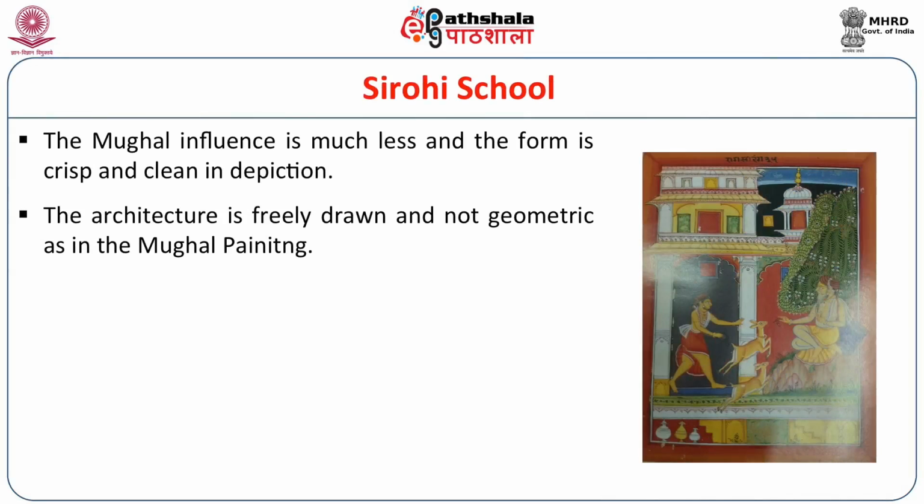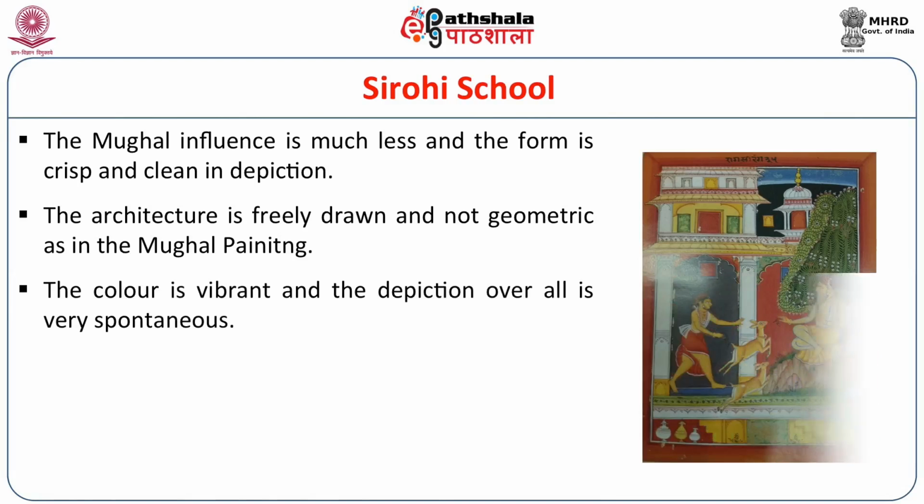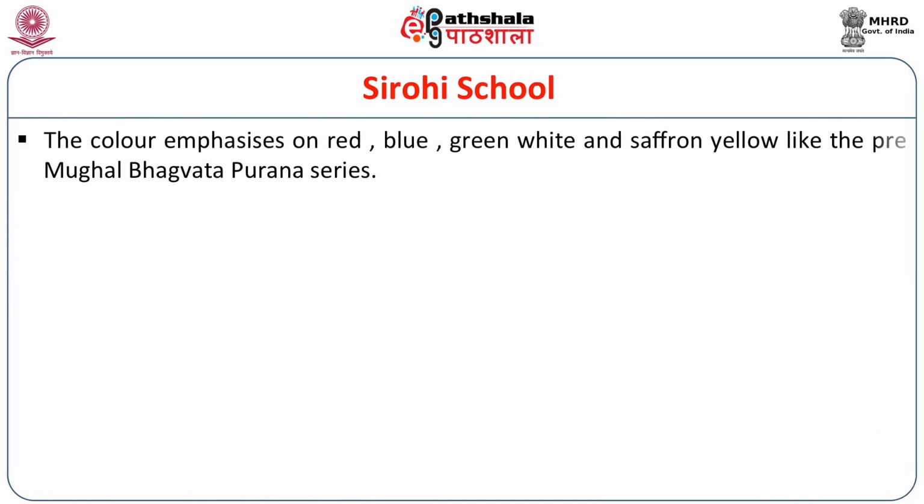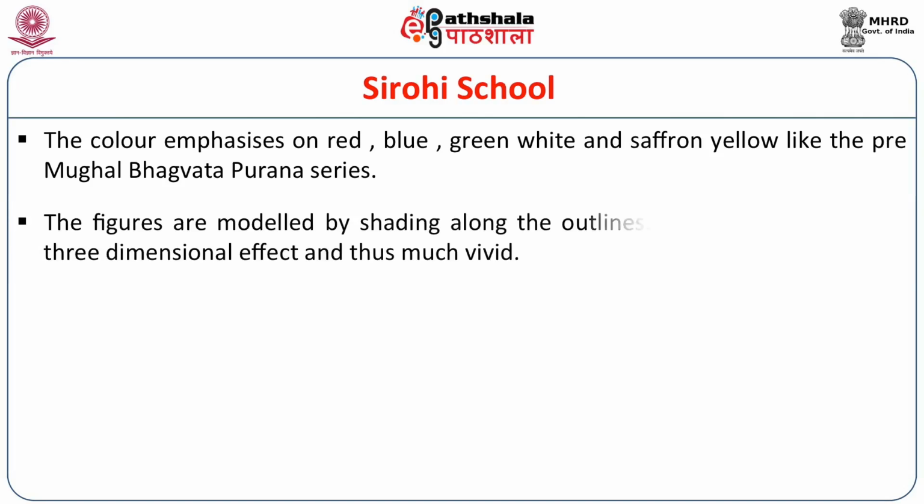The architecture is freely drawn and not geometric as we see in the Mughal painting style. The color is vibrant and the depiction overall is very, very spontaneous. The color emphasis is red, blue, green, white and saffron yellow like the pre-Mughal Bhagavad Purana series. The figures are modeled by shading along the outlines. Now, this was also a technique that we have seen being developed in the pre-Mughal period.